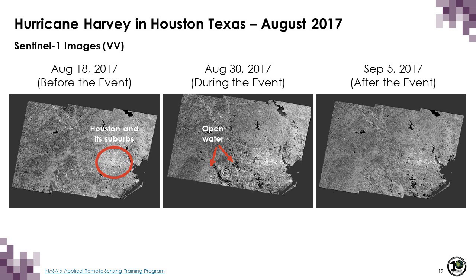Radar is useful in assessing inundation in open areas within the urban environment, such as parks or golf courses, or that urban-rural interface. This example shows just that. It's flooding that occurred in the city and surroundings of Houston, Texas, in the United States. This flooding was caused by a large hurricane in 2017 called Hurricane Harvey.